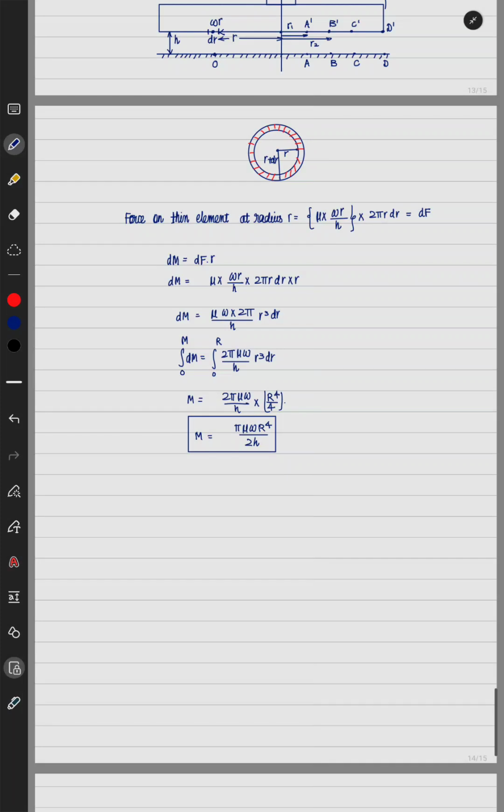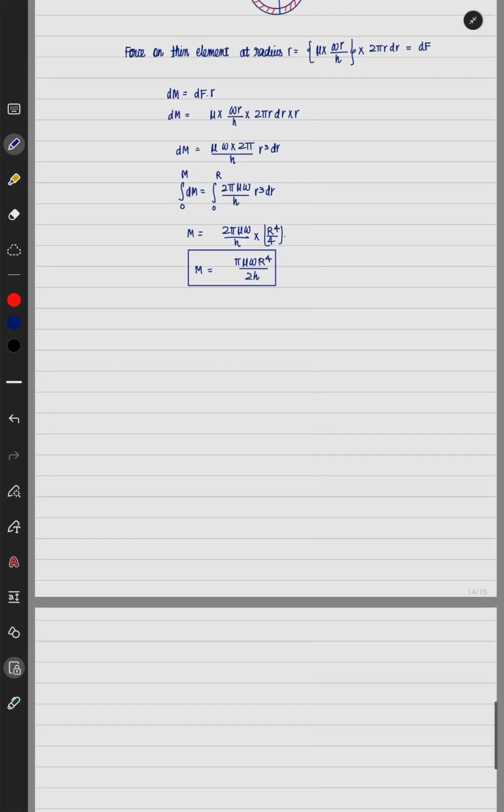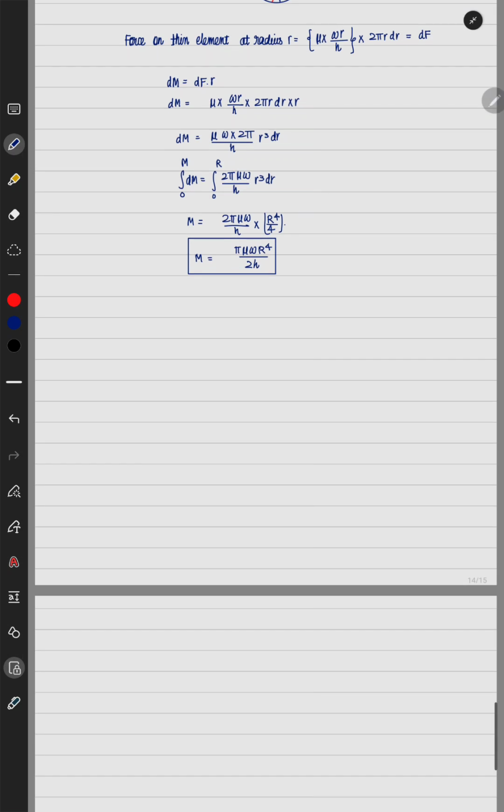Now these are the two problems that I wanted to discuss. After this, I want to come to the next topic, which is surface tension. Let us discuss surface tension, which is a very important phenomenon in fluid mechanics. Surface tension is something which is associated with an interface. Suppose this is water and this is air.